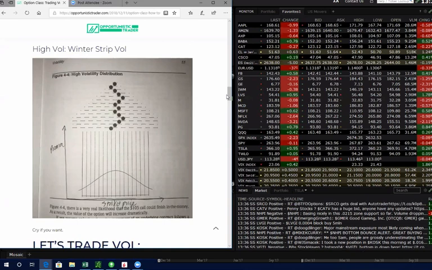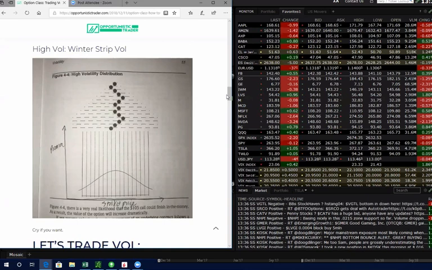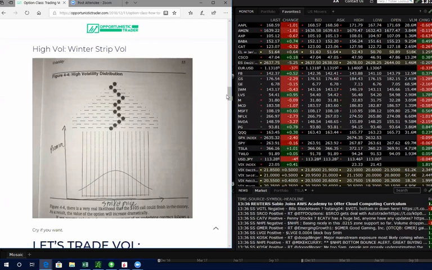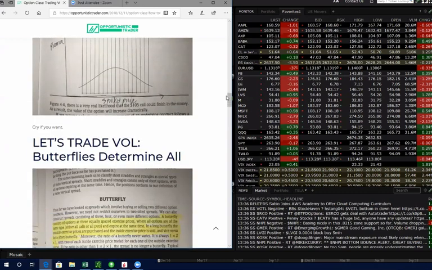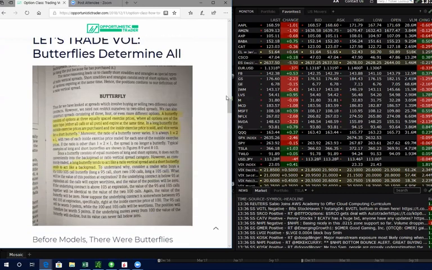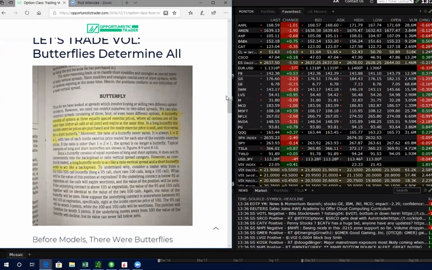So again, strike price at the bottom, premium at the top. Now, for those of you that are trying to understand strike price at the bottom, the middle is at the money. To the left is puts, to the right is calls. And by that, you should be focusing on extrinsic value, or out of the money puts to the left, out of the money calls to the right. Okay, so let's trade vol.